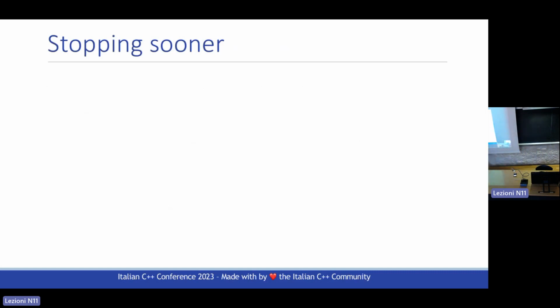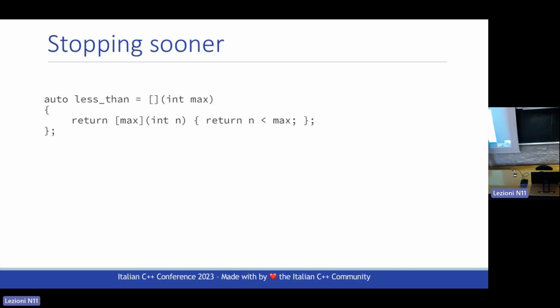Okay, let's see another example. I don't want all the even Fibonacci numbers. I just want all the Fibonacci numbers up to a certain value. For example, we could do the same thing as before. We can have this predicate here. Notice that this is a lambda that returns another lambda, so it's a little more complicated than before. But anyway, it returns a predicate that checks if the given value is less than a specified maximum value.